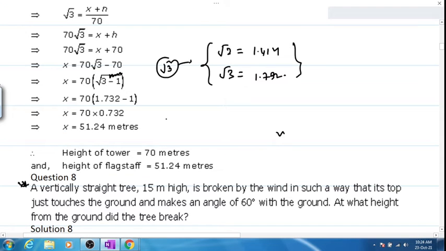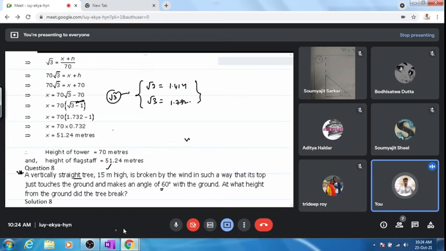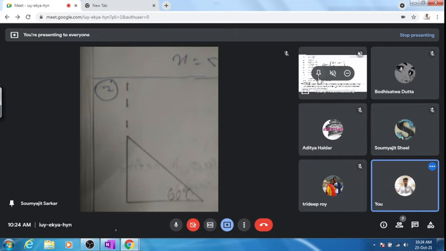A vertical straight tree of 15-meter height is broken by the wind such that the top of it touches the ground and makes an angle of 60 degrees with the ground. At what height from the ground does the tree break?